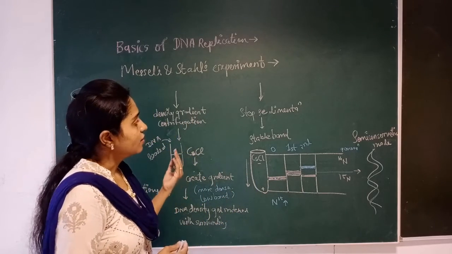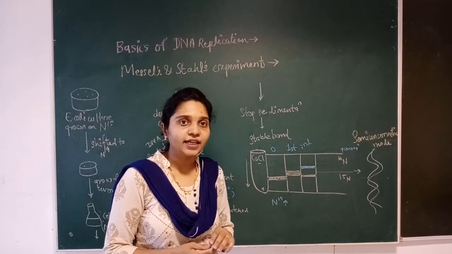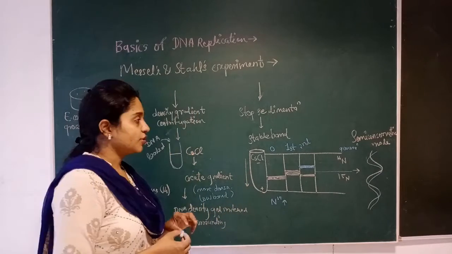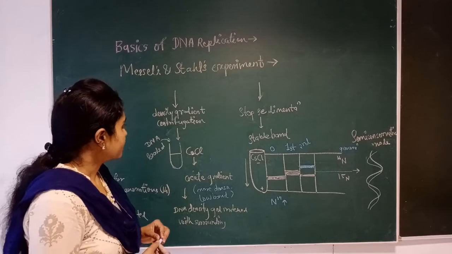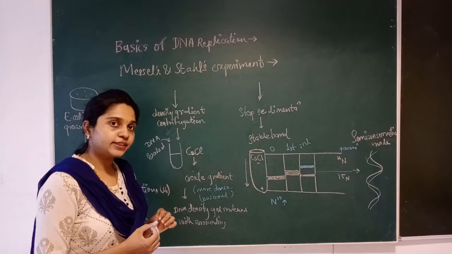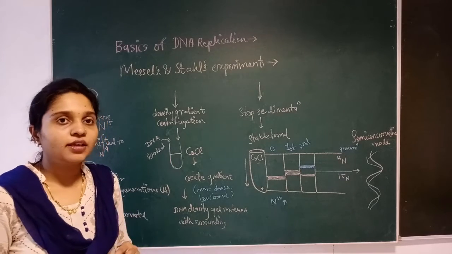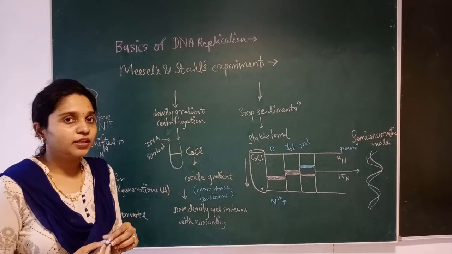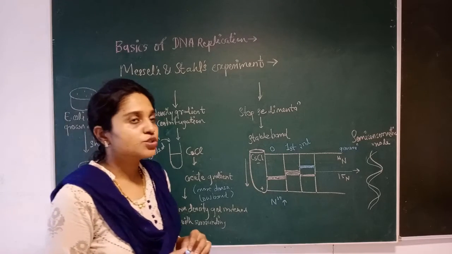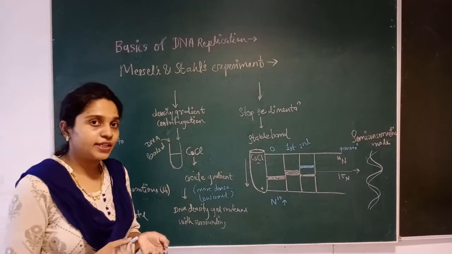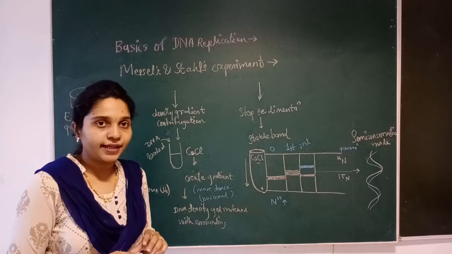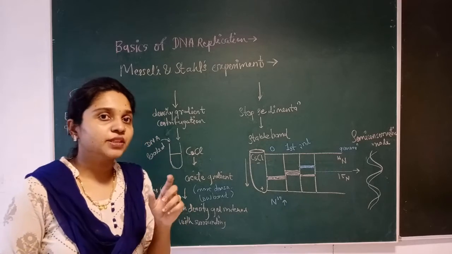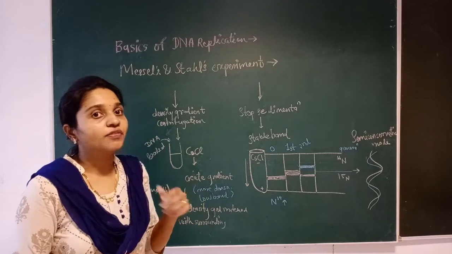Okay, which gives the idea that the mode of replication is semi-conservative. Cesium chloride density gradient centrifugation: the cesium chloride salt creates the gradient. When the DNA molecule's density matches the density of the surrounding solution, it stops sedimentation and forms a stable band. That band can be matched with molecules of a required density.